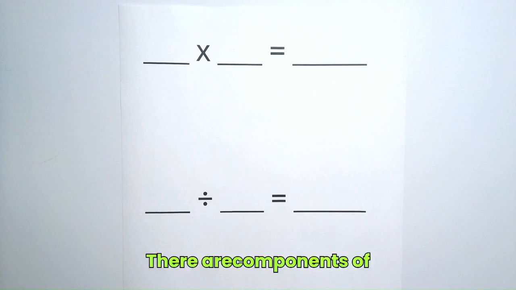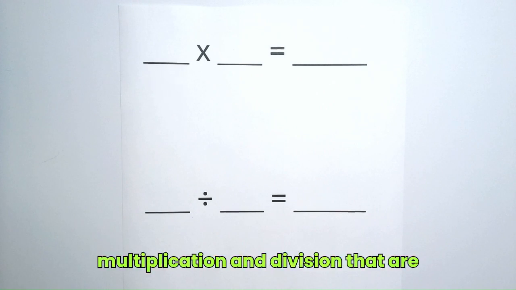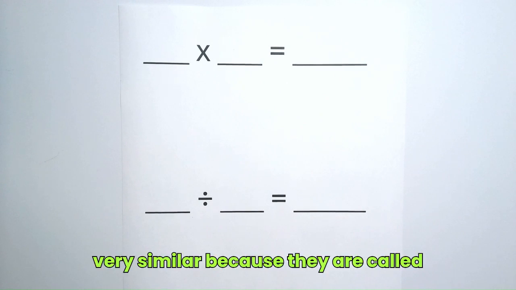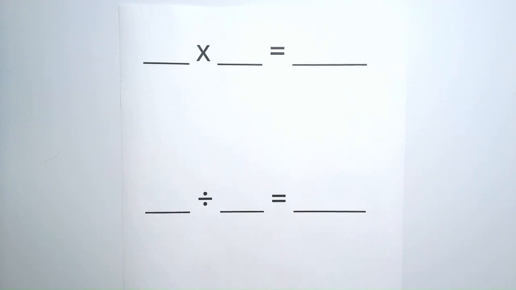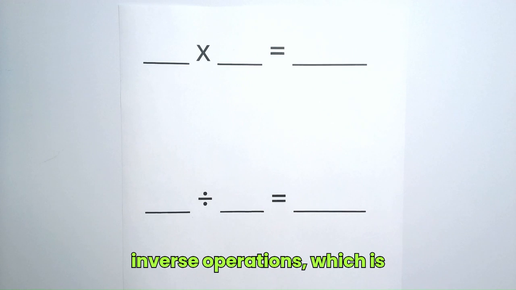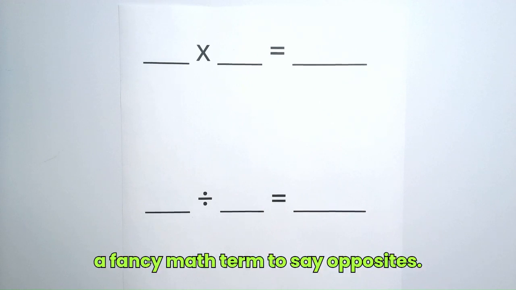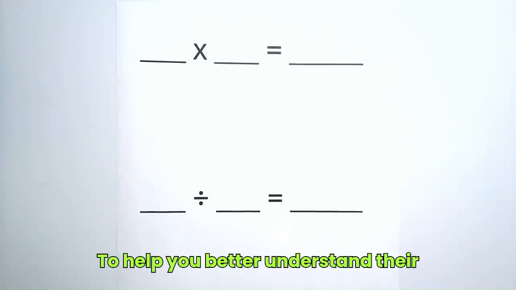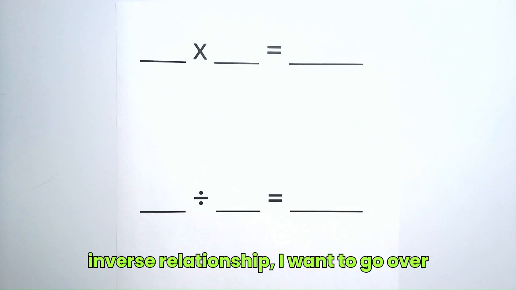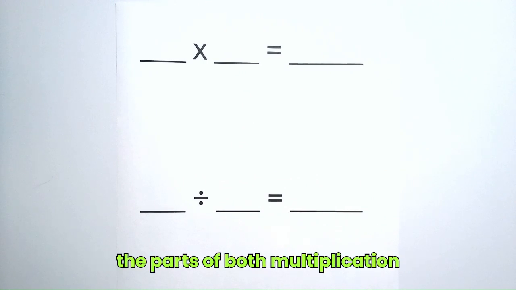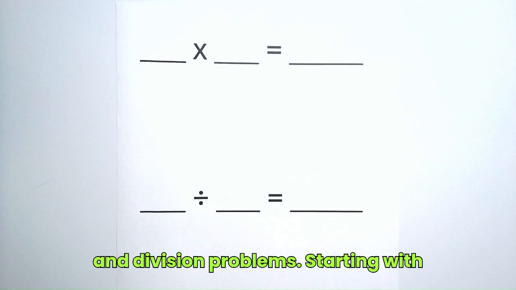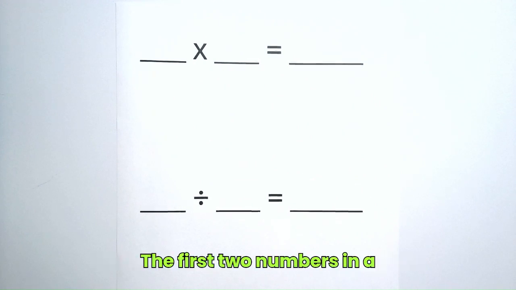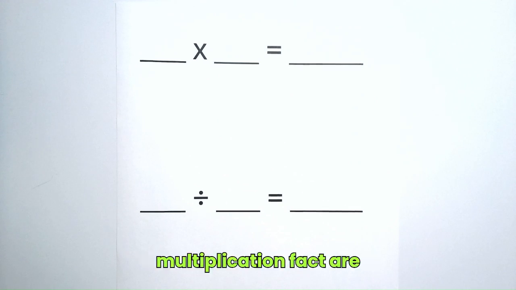There are components of multiplication and division that are very similar because they are called inverse operations, which is a fancy math term to say opposites. To help you better understand their inverse relationship, I want to go over the parts of both multiplication and division problems. Starting with multiplication, the first two numbers in a multiplication fact are factors.